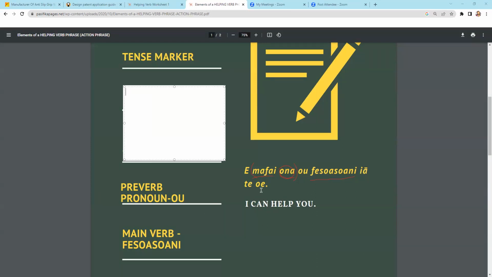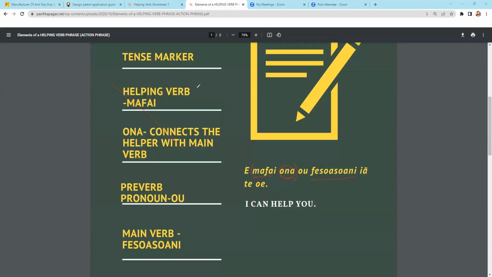Ia te oe. Of course we don't say 'e o'. We would have said 'o te', right? But whenever we have helping verbs, you're probably going to hear it like this. So I think, yeah, it disappears. Let me just cross it out. So we have our tense, we have our subject, we have our action, and then 'ia te oe' is our location phrase. All right, so we know all of that already.